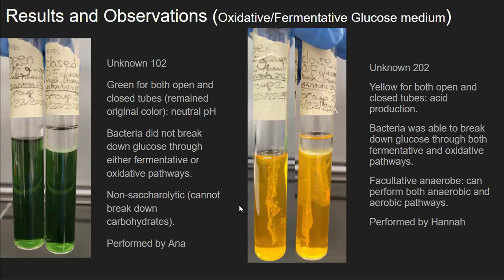However, unknown 202 was yellow for both the open and closed tubes, indicating acid production. Bacteria was able to break down the glucose through both fermentative and oxidative pathways, indicating that it is a facultative anaerobe, which can perform both anaerobic and aerobic pathways.